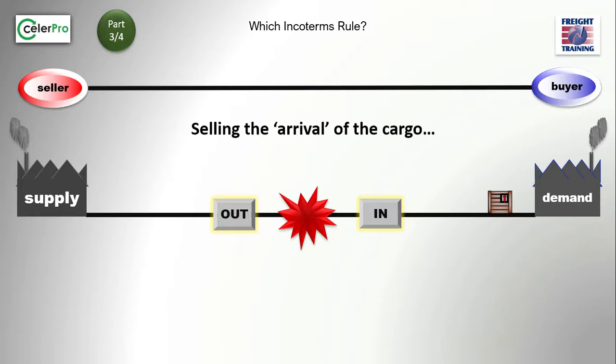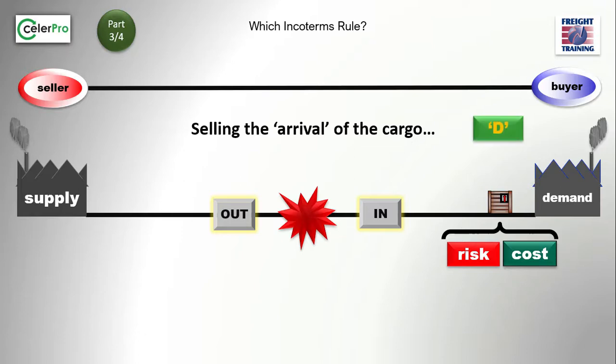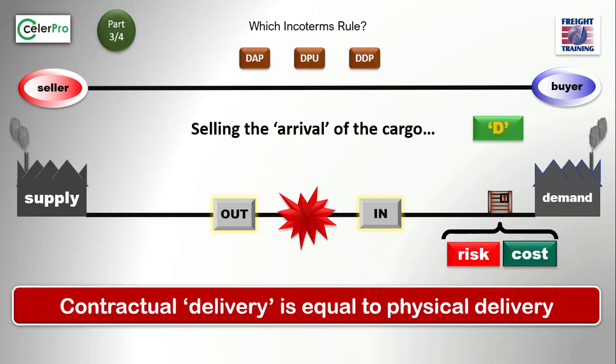You believe that you have not met your contractual obligations to the buyer unless and until the goods arrive at the named place. Until the moment of arrival at the named place, the seller is bearing all costs and risks of transit. In Incoterm rules, you express this intention by using contract terms which begin with the letter D, and there are 3 of these in the current version of the Incoterms rules. We'll look at them shortly in part 4 of this overview. In a D prefix contract, contractual delivery is equal to physical delivery.